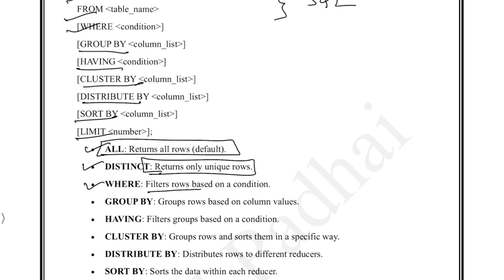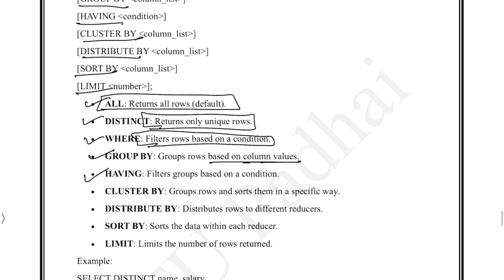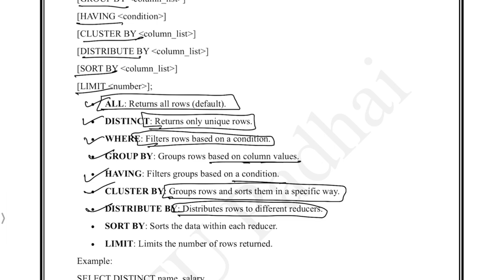Then where, filters rows based on a condition. Group by, where you are grouping based on specific common column values. Then we have having, in the sense you are filtering the groups based on a condition. Then cluster by, you are grouping the rows and then sorting them in a specified way. Then distribute by, distributing rows to different reducers. Then sort by, sort the data within each reducer. Then limit, the number of rows returned.